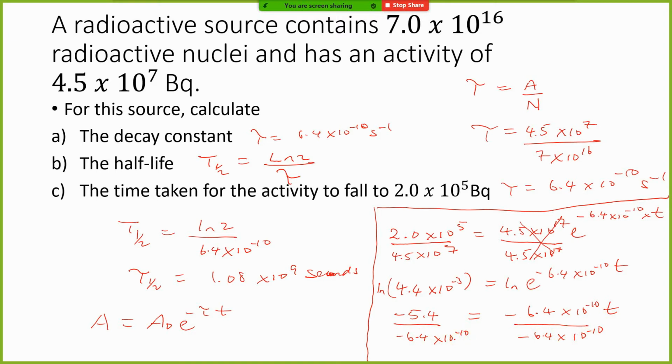Right? So when we do that, we have minus 5.4 divided by minus 6.4 e to the minus 10, right? We're getting that the time here, this time t, is going to be a value of 8.4 times 10 to the 9 seconds, right? So we can see that this is what we're getting here. All right.